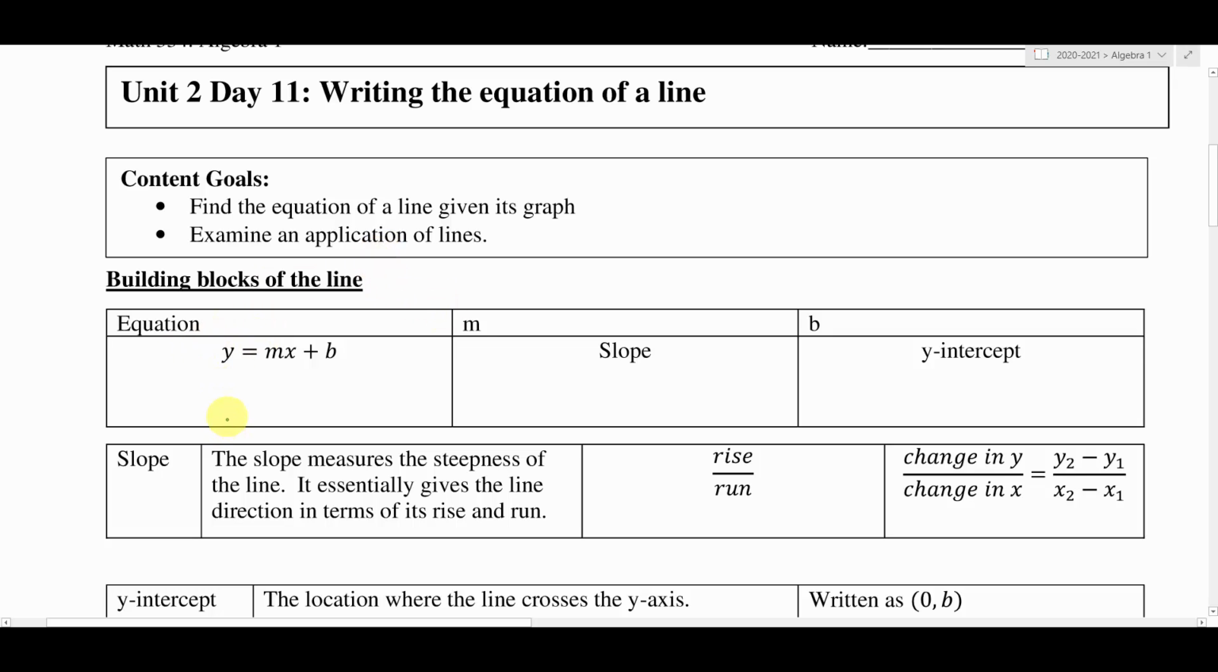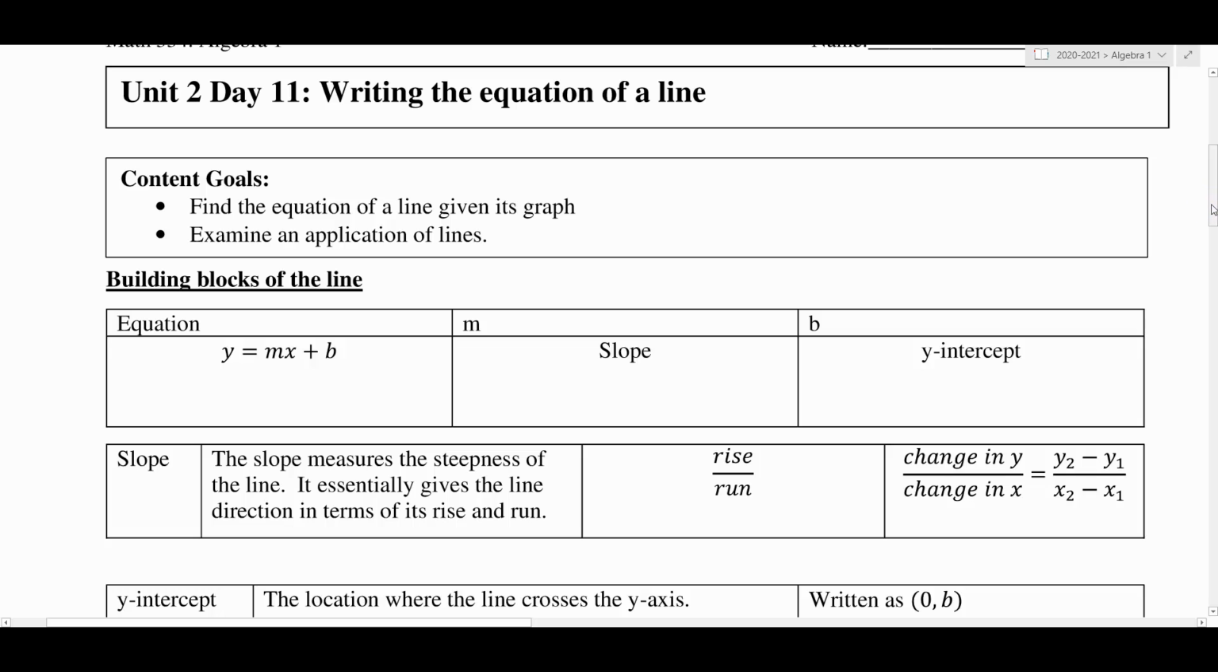All right, so just a bit of review here from last week. We talked about the building blocks of lines. We know its equation form, which is y equals mx plus b. And we know that inside of that equation there are two major pieces. We have the slope, which is represented by m, and then we have the y-intercept, which is represented by the b value inside of the equation.